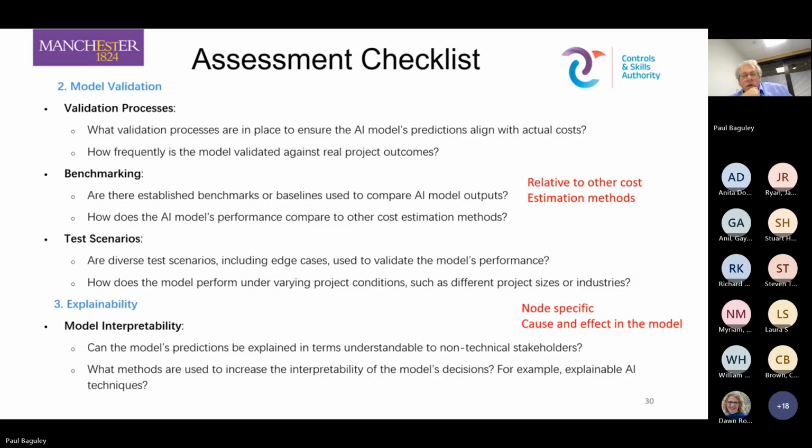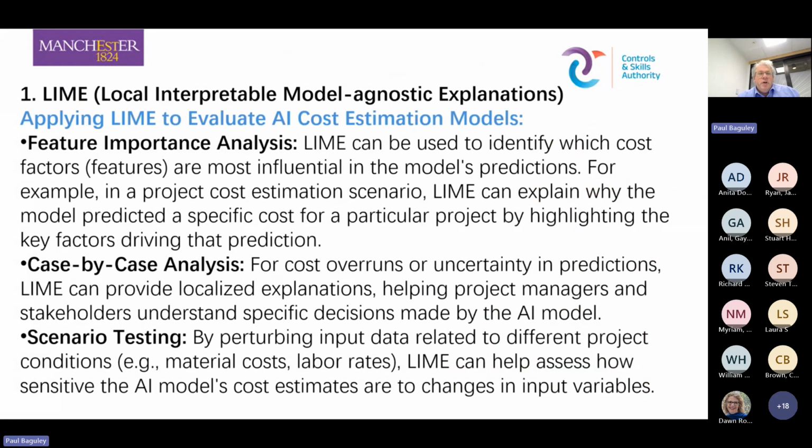One is looking at specific nodes in a neural network, for instance, and saying what impact this is having. Another is looking at the wider cause and effect parts of the model. So explainability has a number of techniques, and I've picked one, which is so-called model agnostic: the LIME model, local interpretable model agnostic explanations.